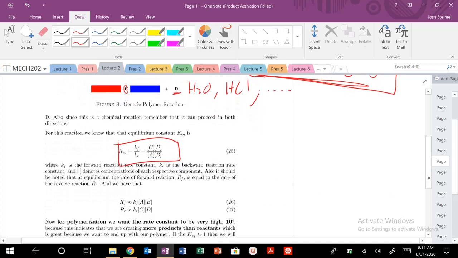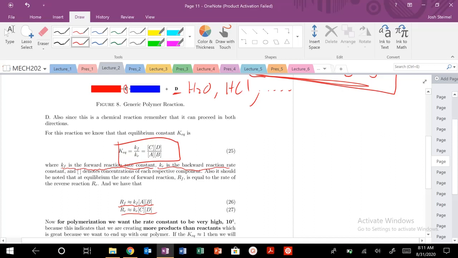So this is your concentrations, this is your forward reaction rate. This is, sorry, the forward reaction rate constant, k. This is the backward reaction rate constant, k_r. And then the rate would be that constant times those concentrations.